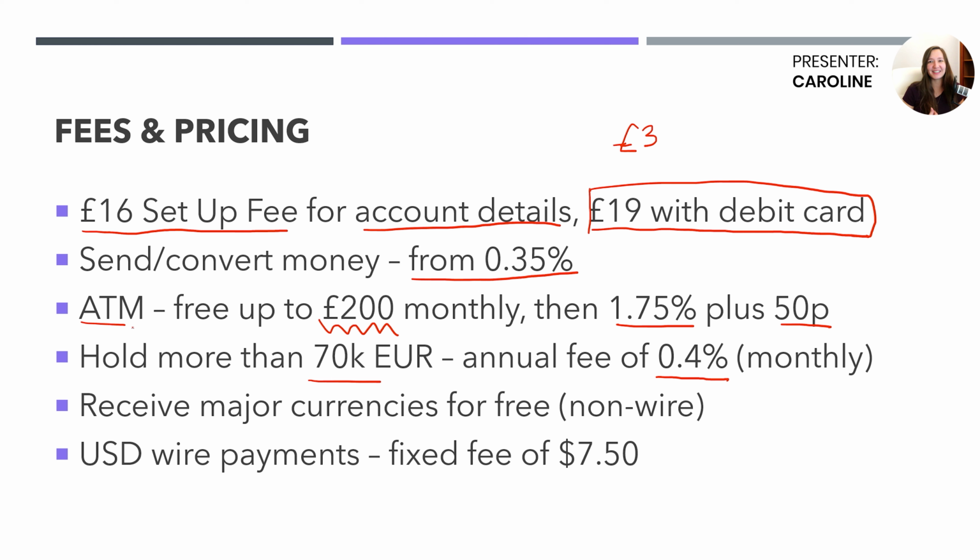An upside, however, is that you can receive major currencies for free as long as it's not a wire transfer. So that'll be like US dollars, GBP, euros, there are lots of them on there, but feel free to check yourself. And then US dollar wire payments specifically have a fixed fee of $7.50. So that's going to be per transfer.